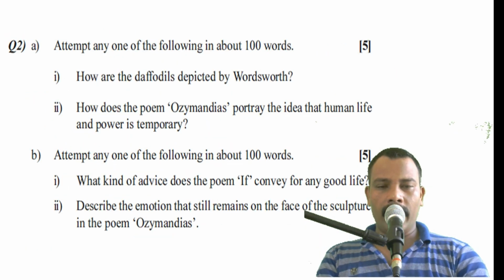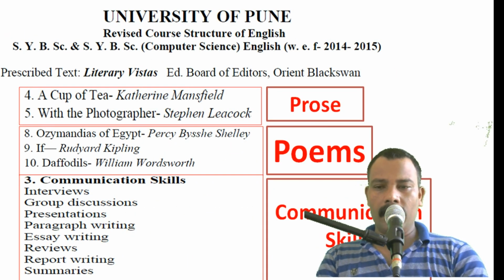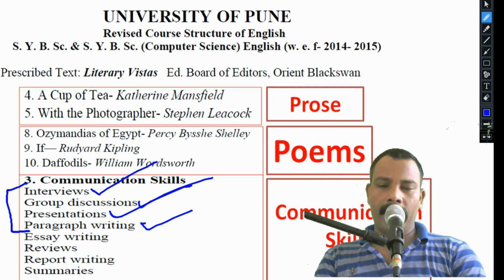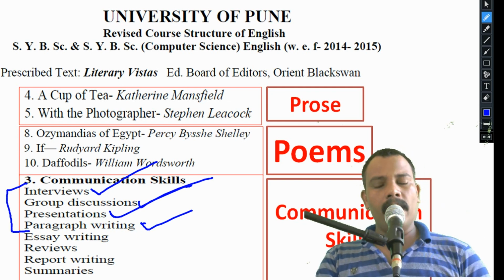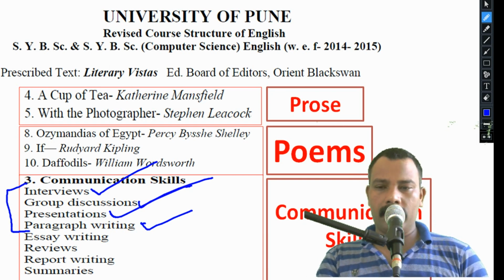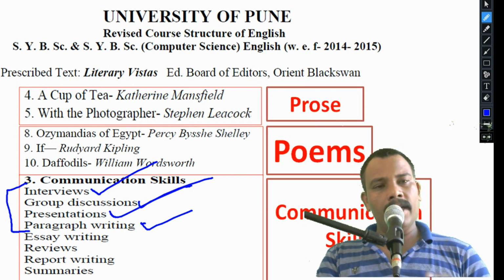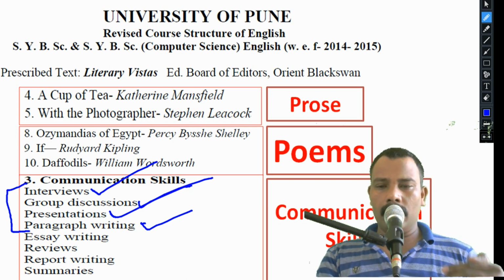So deliberately I am going back to the syllabus. Now see over here, this is the syllabus. So what I mean to say: interview, question number 3A; group discussion, question number 3B; presentation, question number 3C; and paragraph writing, 3D. They may change the sequence of these, but keep in mind question number 3 will be based on these 4 topics. If you prepare any 2 topics from these 4, definitely you can cover that particular question.